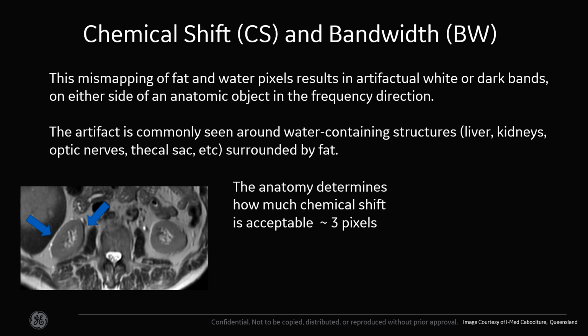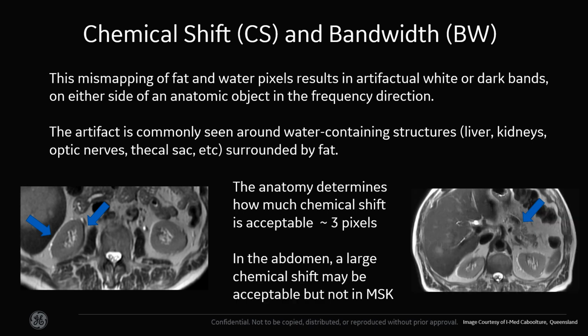Now, depending on the anatomy that you're looking at, sometimes there can be a certain amount of chemical shift that is completely acceptable. And this image on the left has approximately 3 pixels of chemical shift. But that same image, if we take it in its entirety, is completely fine, as we can still see the pancreatic duct in this particular case. So in abdomen imaging, 3 pixels might be fine, but in MSK, it's not going to be.